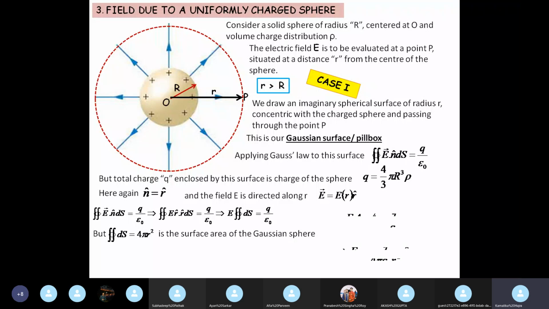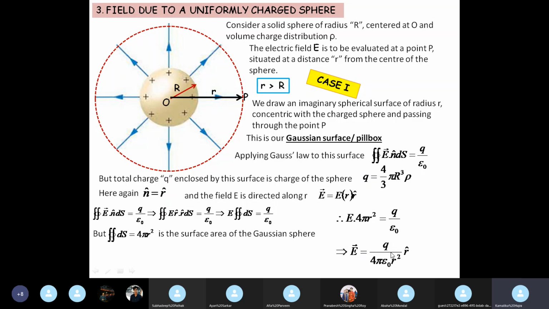Therefore, in Gauss's law, E into 4 pi r square equals q by epsilon naught, or E equals q by 4 pi epsilon naught r square r cap. I have not yet put in the value of q. We can see that E, the electric field at a distance r from the center of the sphere, is equal to q by 4 pi epsilon naught r square r cap.